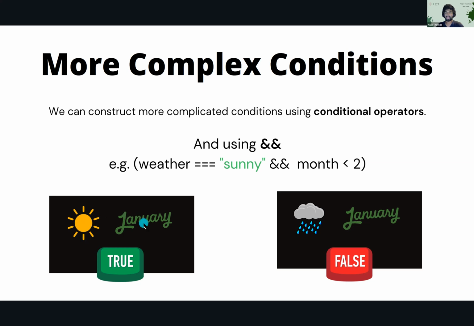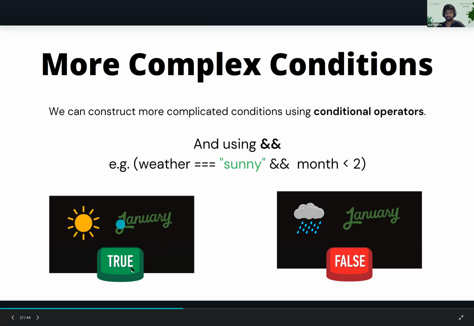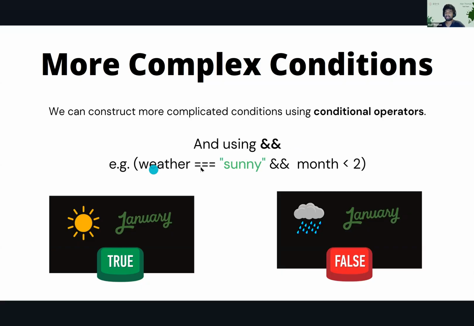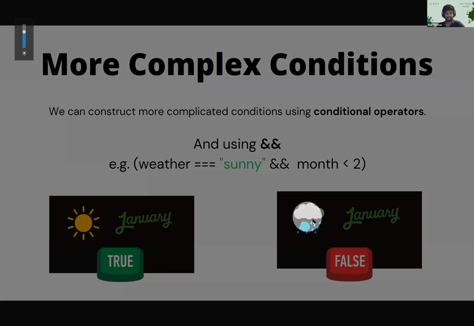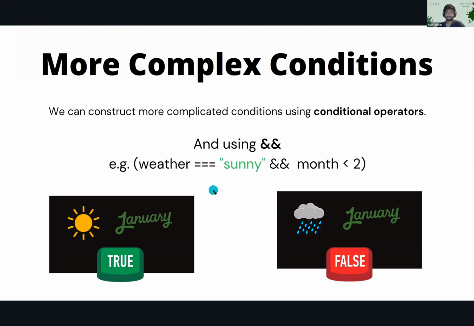In this case, it's sunny and the month is January. So this first condition is true because it's sunny, and the second condition is true because January is the first month. And since both of them are true, this will evaluate to true. If you read this out in English, this condition says, if the weather is sunny and the month is less than 2. In the second example, the weather is rainy, so this first condition fails. Because it's false, this whole complex condition results in false.